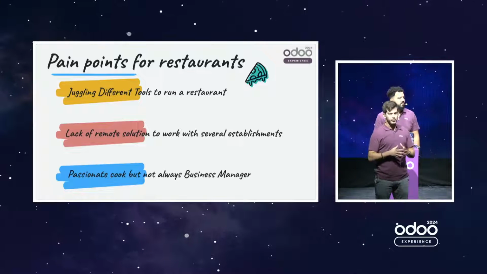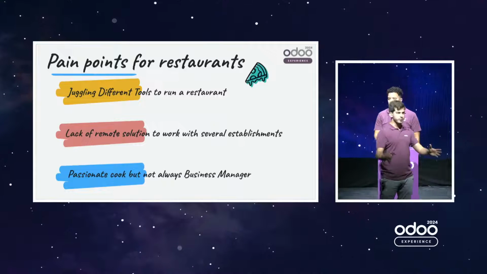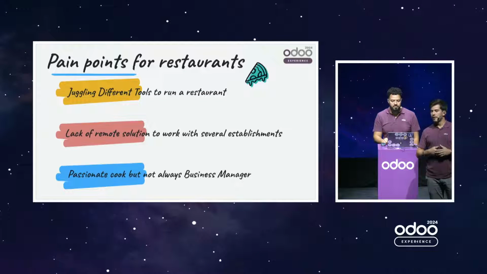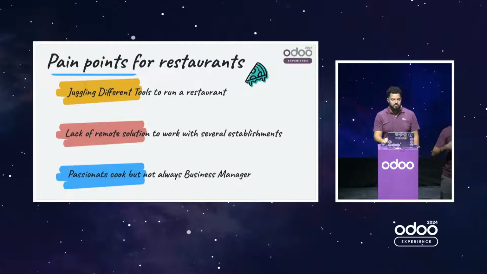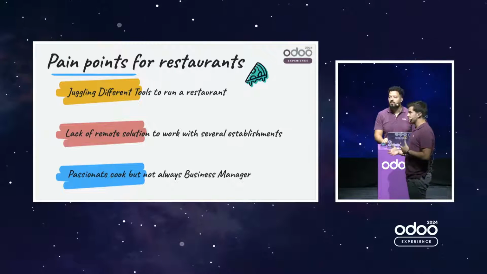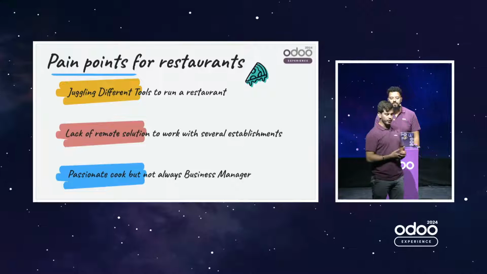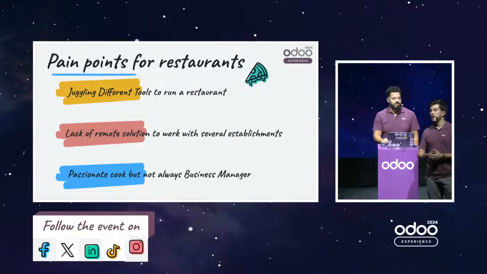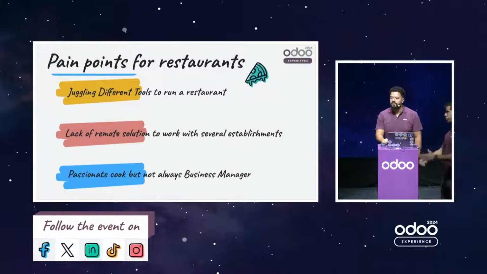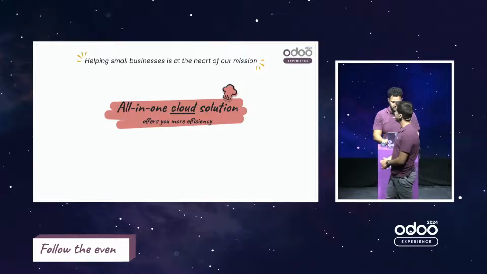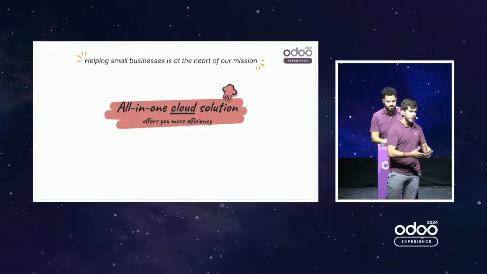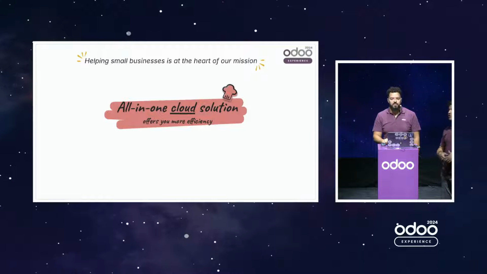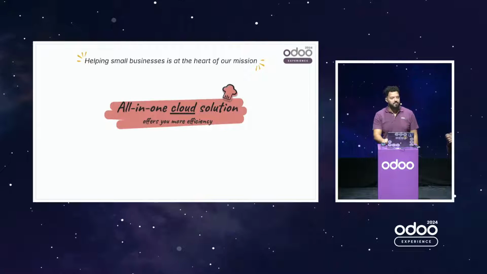And we also see that restaurants are very important for all of us, for you in this room and for myself. Passionate cooks give all their energy to make the best dish, but they are not always the best business owners, and they need to save time and be efficient, and that's why Odoo comes in. So we suggest to restaurants and bars an all-in-one cloud solution to improve their efficiency.